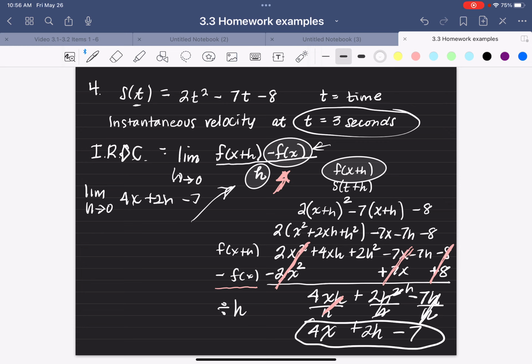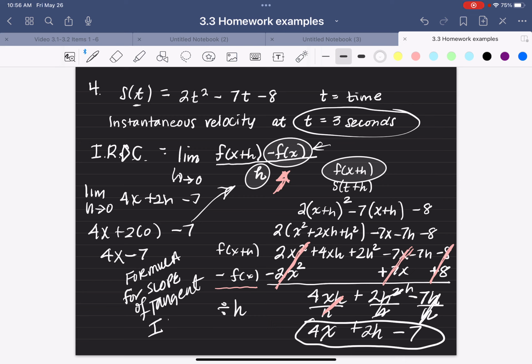I can substitute in, as long as it doesn't cause a 0 denominator. So that's going to be 4x plus 2 times 0 minus 7. That's 4x minus 7. Now this is the formula for the slope of the tangent. In other words, it's the formula for the instantaneous rate of change.